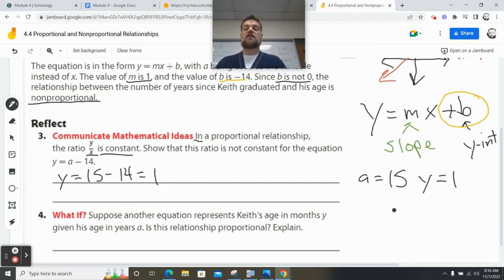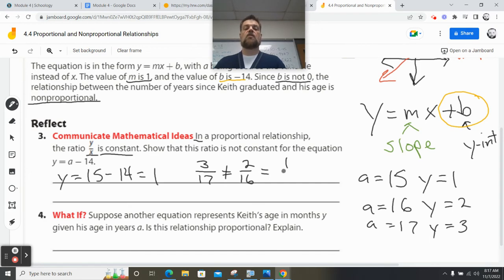Okay. Now let's do a equals 16. Then y would equal 2. A equals 17, y would equal 3. So then I have this proportion of 3 over 17. Does that equal 2 over 16? No. Does that equal 1 over 15? No. So it is non-proportional.